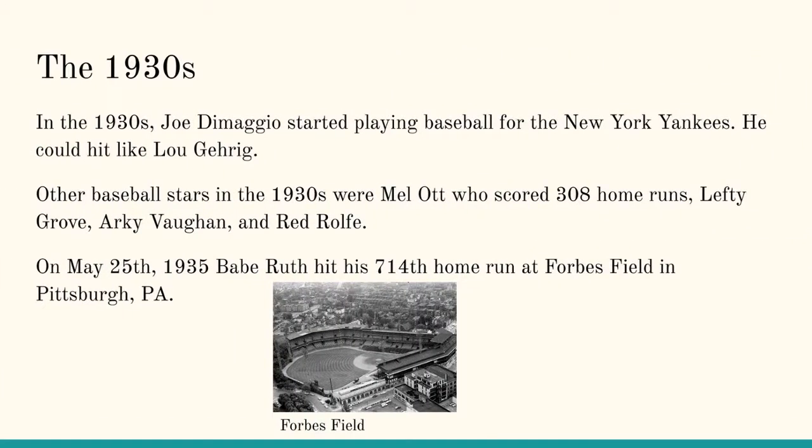The 1930s. In the 1930s, Joe DiMaggio started playing baseball for the New York Yankees, and he could hit like Lou Gehrig. Other baseball stars in the 1930s were Mel Ott, who scored 308 home runs, Lefty Grove, Archie Bagon, and Red Wolf. On May 25, 1935, Babe Ruth hit his 714th home run at Forbes Field in Pittsburgh, PA.